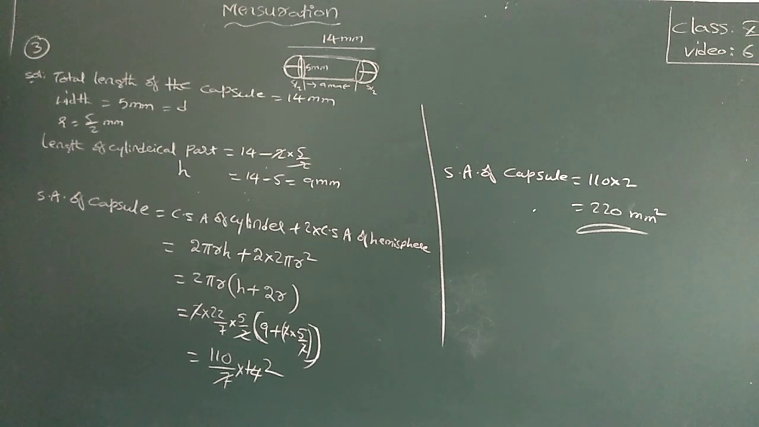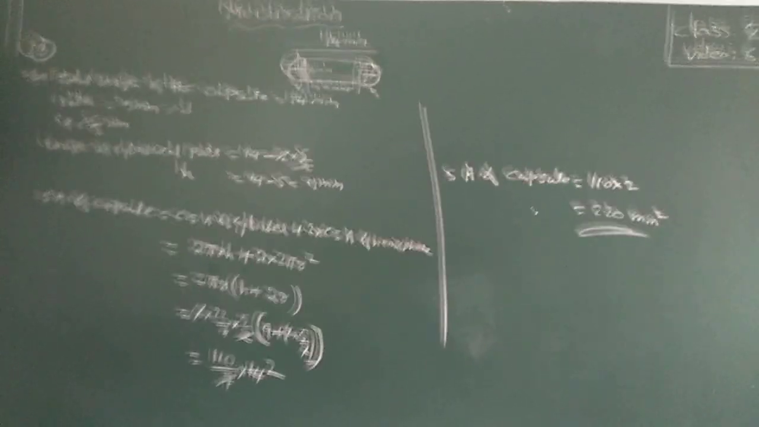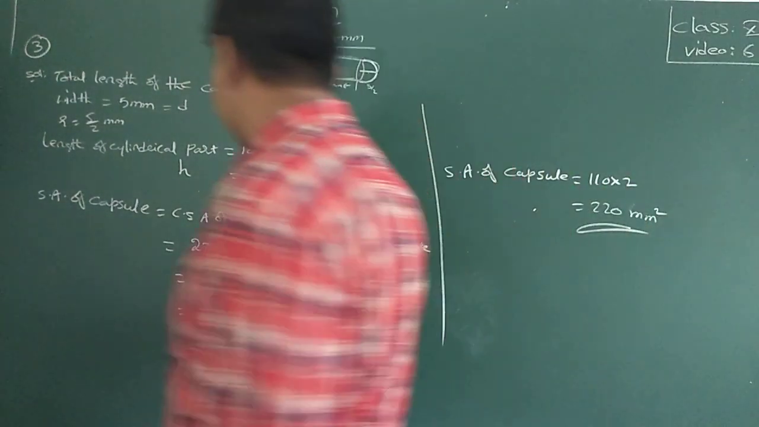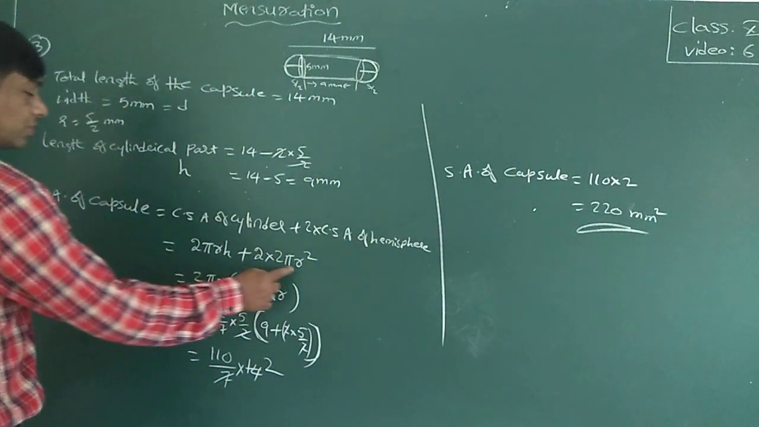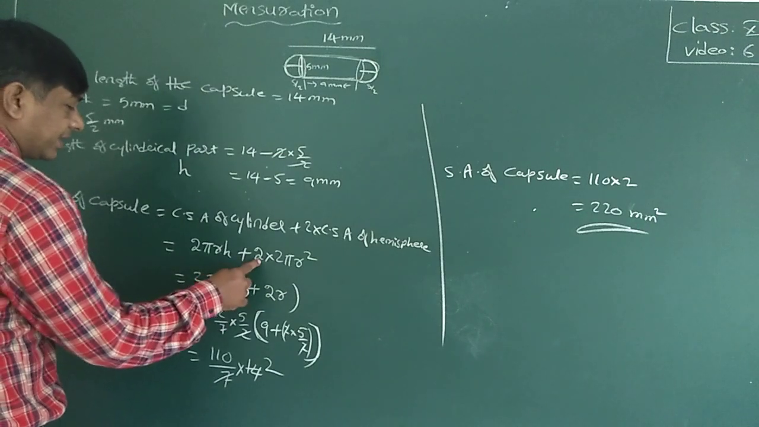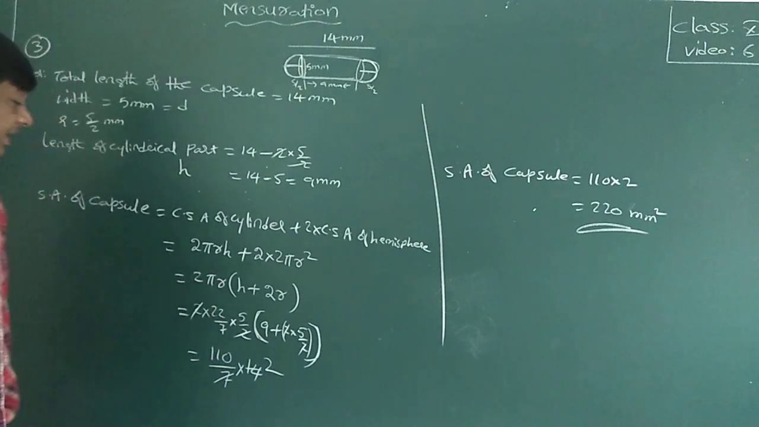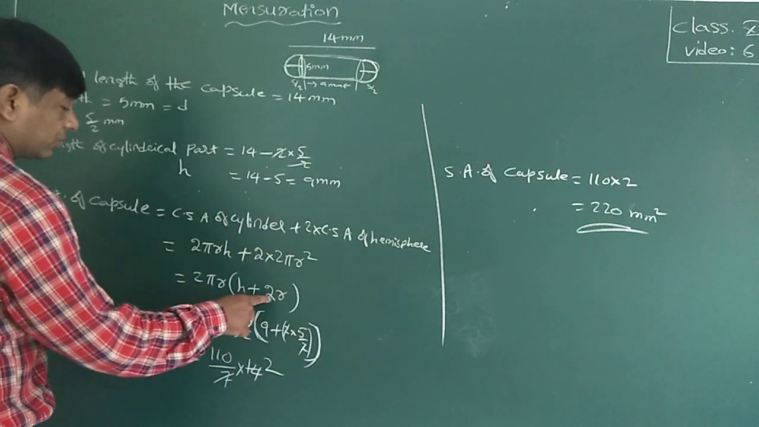Now surface area of the capsule is nothing but the CSA of a cylinder plus 2 into CSA of a hemisphere. 2 hemispheres are there. So formula: 2 pi r h plus 2 into 2 pi r square. From these, if I take 2 pi r common: h plus 2r. 2 into 22 by 7 into 5 by 2 into h is 9 plus 2 into r is 5 by 2.